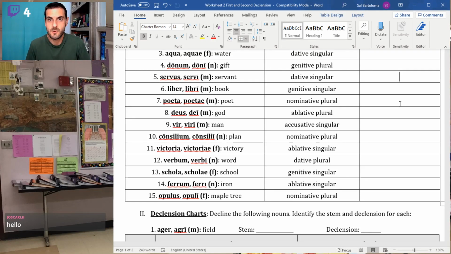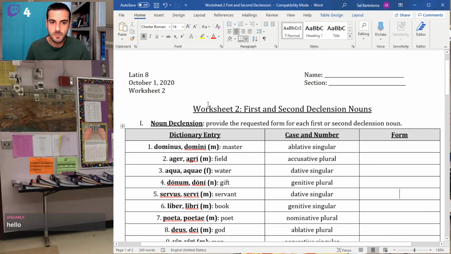Okay, so welcome to the second Twitch video. We're looking at worksheet number 2 today, first and second declension nouns. A couple things we need to remember when we're doing this. Number 1, we need to get the stem of the word, and while we're doing that, we also need to think about what declension that word is so we know what kinds of endings we can put on it.